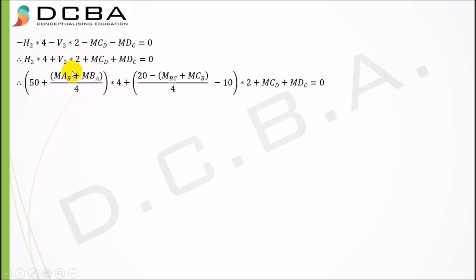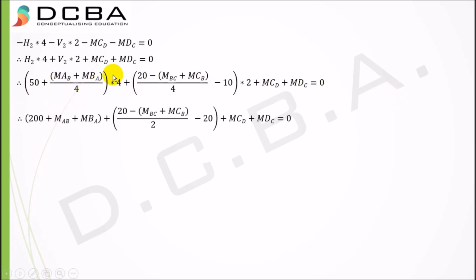And into 4, this 4 plus this is V2, whole thing is V2. This is V1 minus 10. This is V1, right? V1 minus 10. This whole thing becomes V2 into 2 plus MCD plus MDC. Now we just have to simplify this equation.